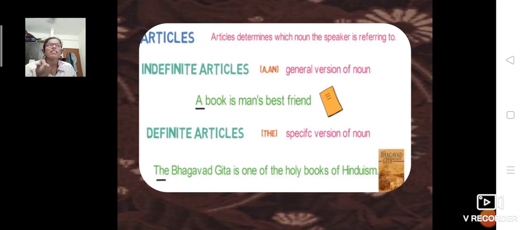So the definite article the is used for a specific version of a noun. The Bhagavad Gita is one of the holy books of Hinduism. See, the Bhagavad Gita, the name is specified there. Okay, the Bhagavad Gita. The is used because we are talking about this book only. The Bhagavad Gita is one of the holy books of Hinduism. Okay, this is all about the articles a, an and the.